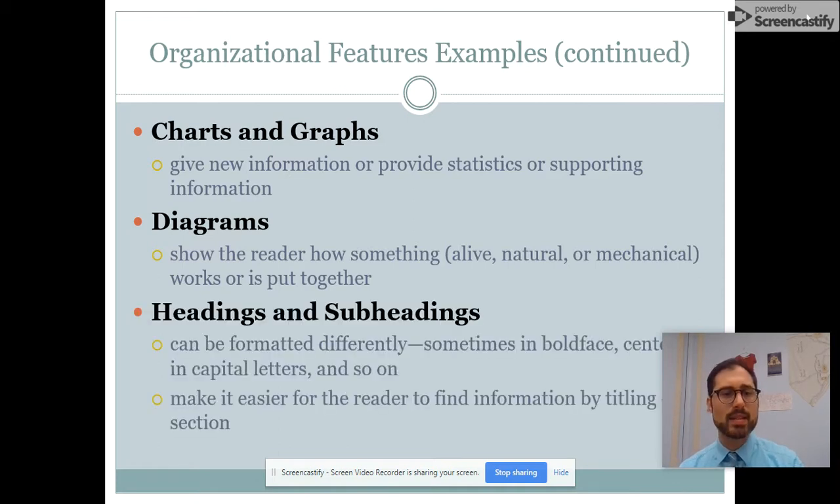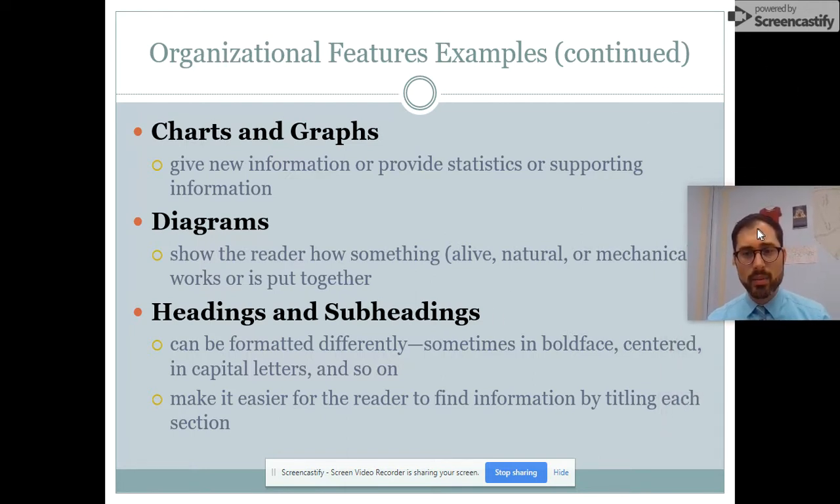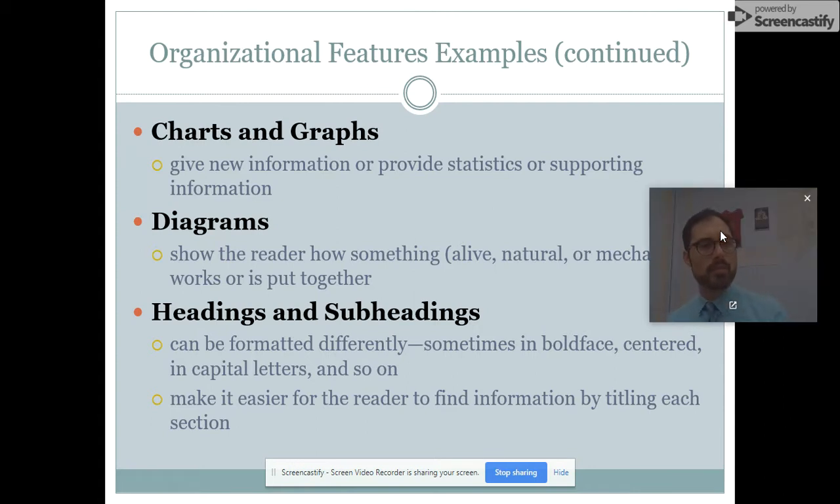And then we get headings and subheadings, which really help us take a look at the major pieces. This might help us, if we're going to summarize, take a look at the headings and subheadings. And then we can also use headings and subheadings to guide our reader through our major ideas.